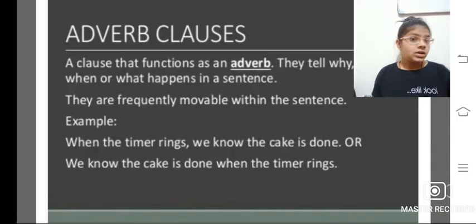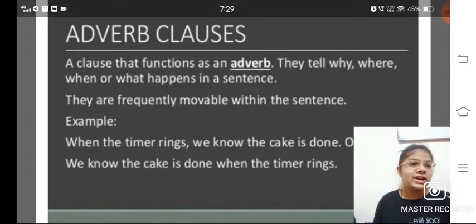Now, example: when the timer rings, we know the cake is done. When the timer rings, we know the cake is done. So now, can we say something like, we know the cake is done when the timer rings? We could say that now. It's pretty easy. So now here, the "when", what does this "when" do?